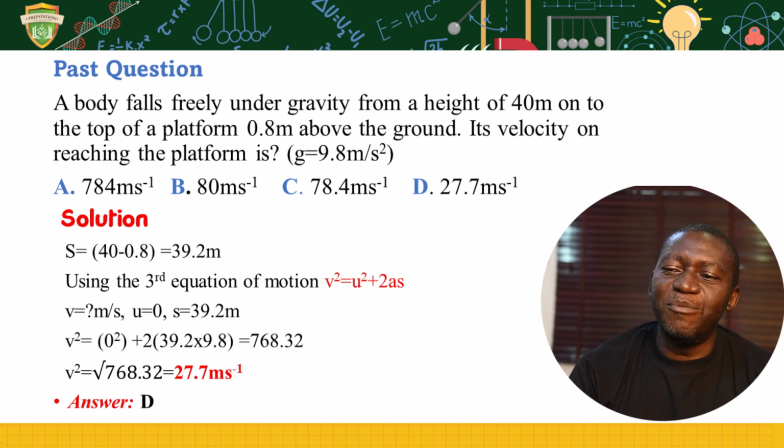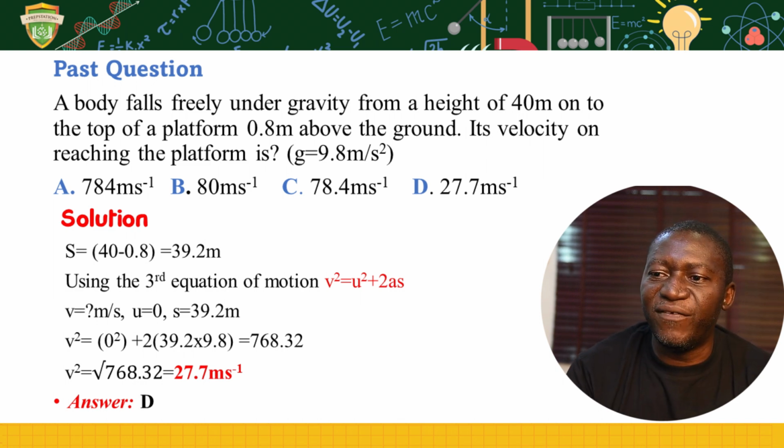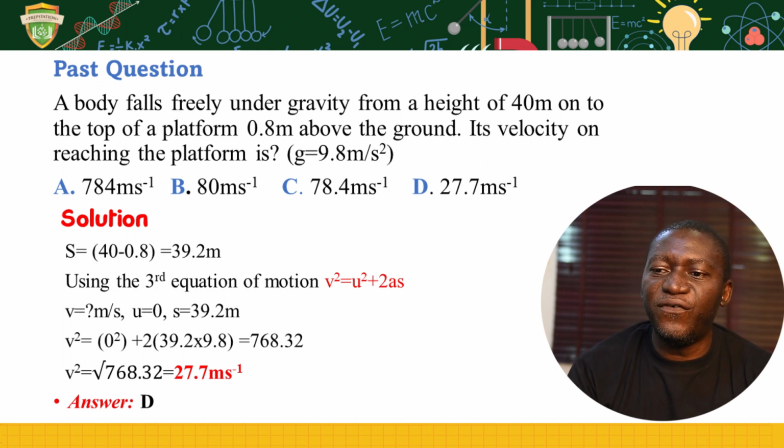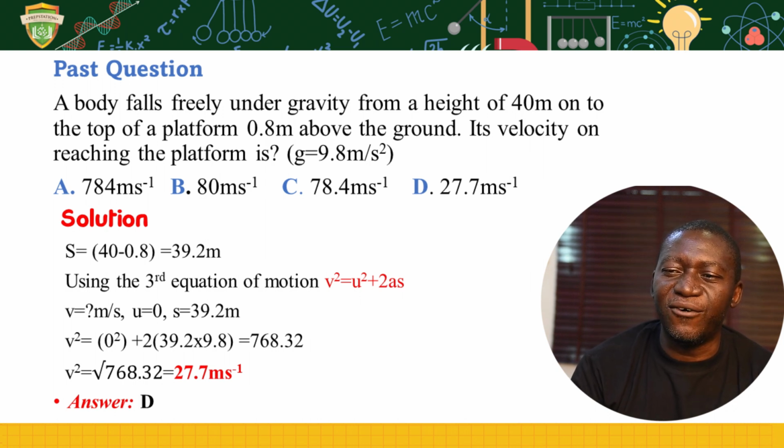The height from the ground to the platform is 0.8, and the total height from where it's falling is what? 40 meters. So you need to get the difference in that height, which will give you 40 minus 0.8. So the total distance in question now is going to be 39.2 meters. Now, using the third equation of motion, which states that v squared is equals to u squared plus 2as. So we notice here that v, which is your final velocity, is what we are looking for. And our initial velocity is going to be 0. And our distance here is 39.2 meters.